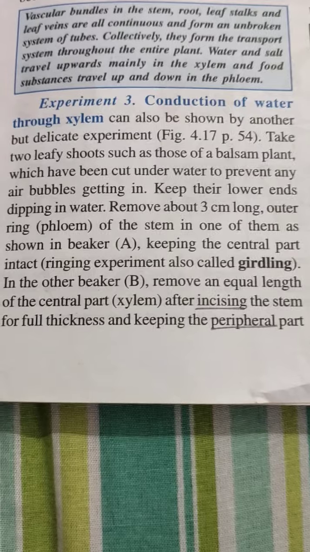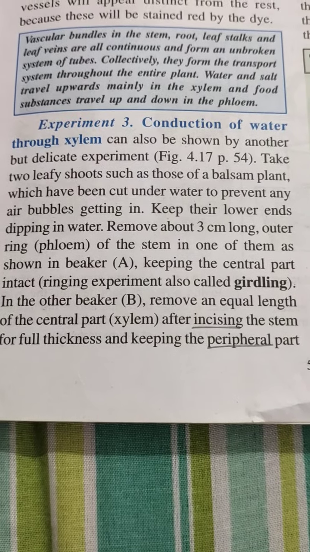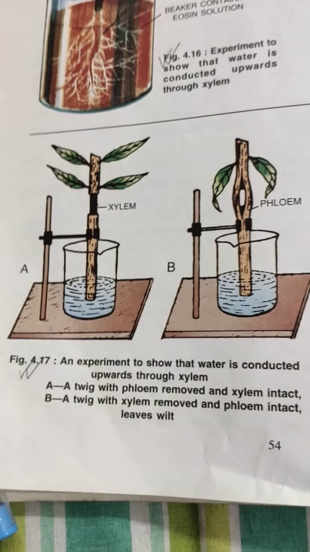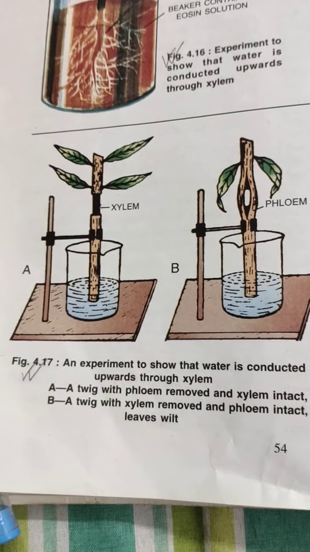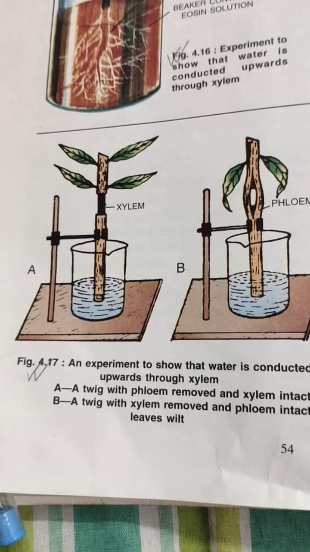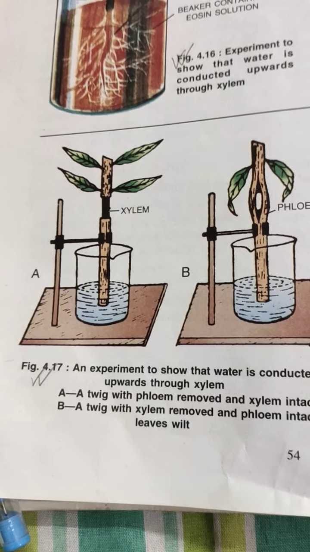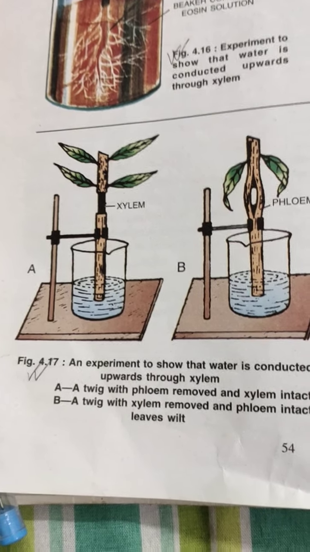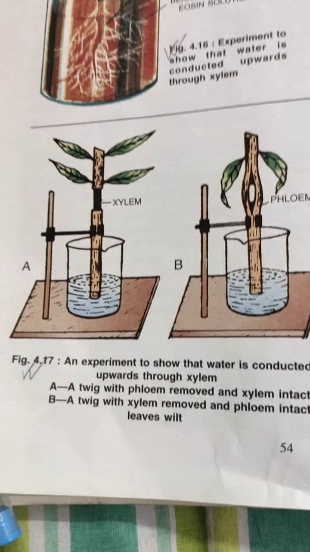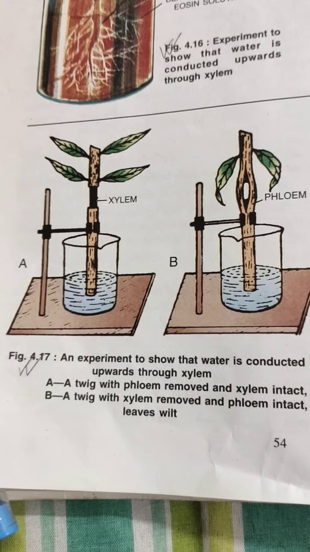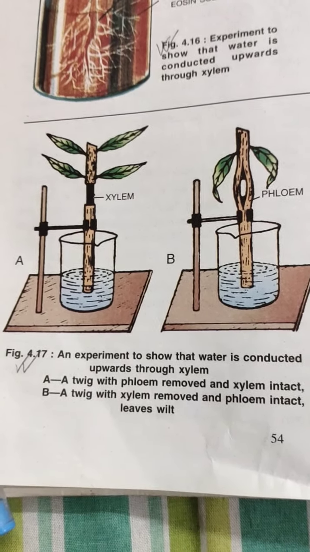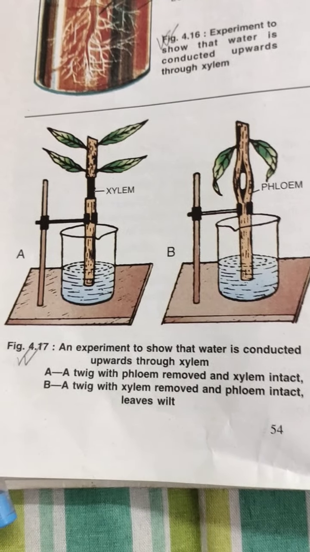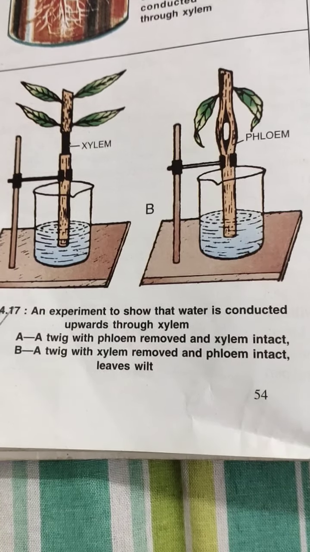Deeper part means the central part. Now let's see the diagram, it will be clear to you. See, this is the diagram. As you can see, xylem is kept intact, and here in the second one, phloem is kept intact. Where xylem has been kept intact, the leaves are standing erect. But here, when the phloem is there but no xylem, we can see the leaves have drooped down. That means water is conducted only through xylem and not the phloem.